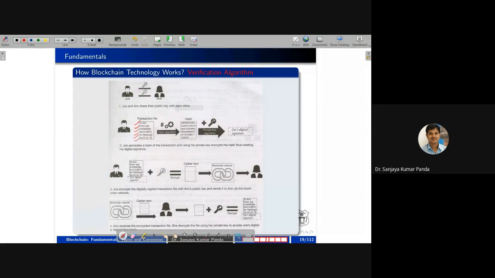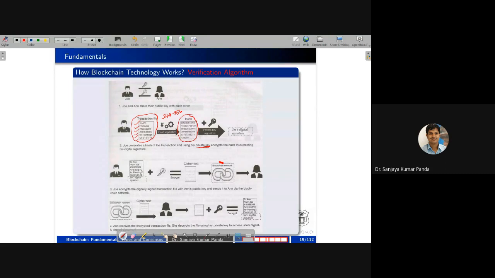So Joy generates a hash of this particular transaction, and using his private key he encrypts the hash, thus creating his digital signature. You can see this is our transaction file, which we have converted to a hash. This hash consists of 64 hex digits by the help of a hash algorithm. The hash algorithm we have used is SHA-256.